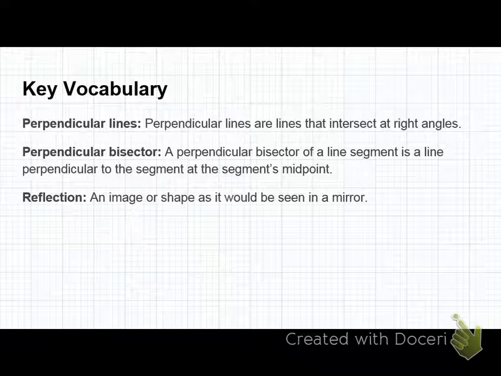So here's some vocabulary, just a quick review. We don't need to write these down, you know them. Perpendicular lines, the lines that cross at a perfect 90-degree angle. Perpendicular bisector, we did that before where we constructed a bisector last week on your test. It bisects it and it crosses at a perfect 90-degree angle, and a reflection is an image or shape as it would be seen in a mirror, okay? So another idea is like if you put a mirror on your paper, how would it reflect? Or your iPhone, or whatever.